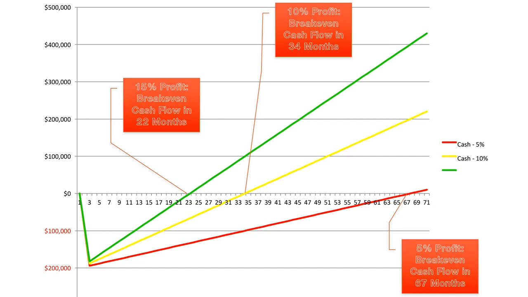So here's the harsh reality. At 5% profit, it takes me 67 months to be cash flow positive. So how many of you really want to wait 67 months from the day I start to the day I finally get cash flow positive?